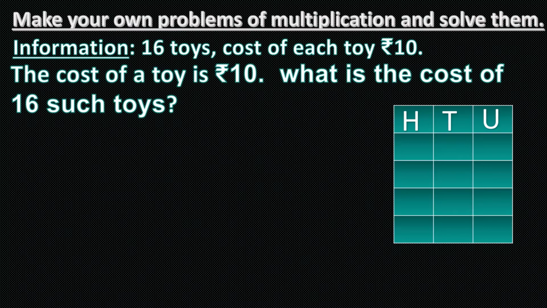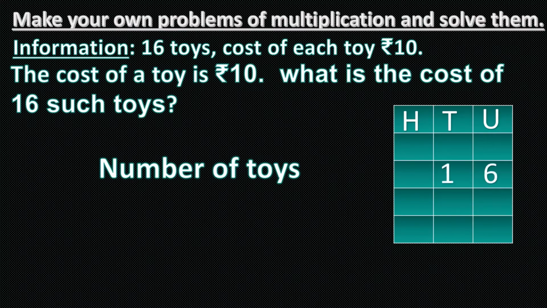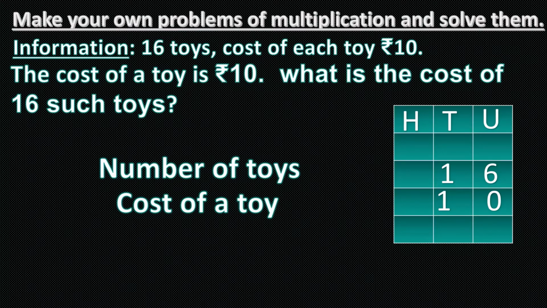Here the first statement will be, we write the bigger number first, that is 16. What is the 16? Number of toys. So we write number of toys 16. Next statement will be cost of a toy 10. Now here to multiply we have two numbers down. So we multiply 10 with units place first, then 10 with tens place. That is 10 6s are, we get 60.